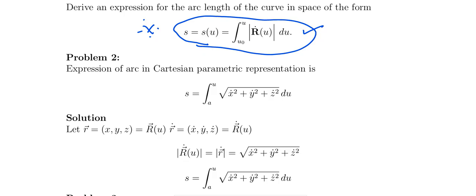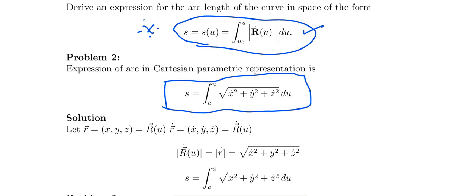இதே parametric formula இருந்தா, integral of root of x dot square, y dot square plus z dot square into du. This is another arc length formula, integral a to u. Okay, that is limit என்றதை நாம ஐடென்டிஃபை பண்ணிக்குவோம்.